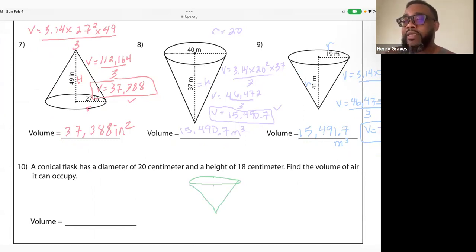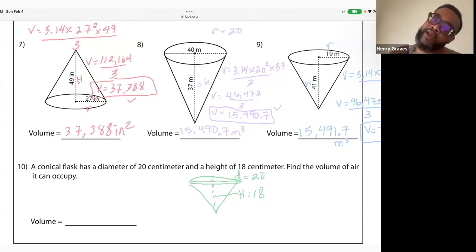And it gave me a diameter across that was equal to 20. But I need half of that number because I'm trying to find the radius, which is going to be 10. So my formula, 3.14 times the radius, 10 squared, times 18 divided by 3.